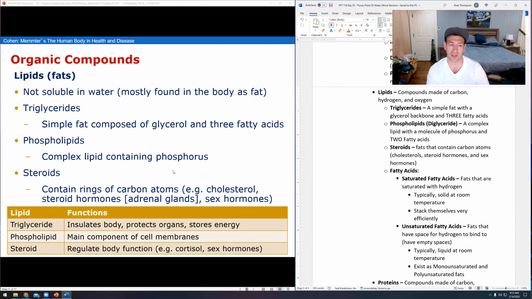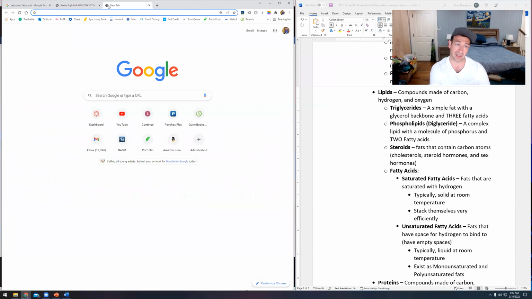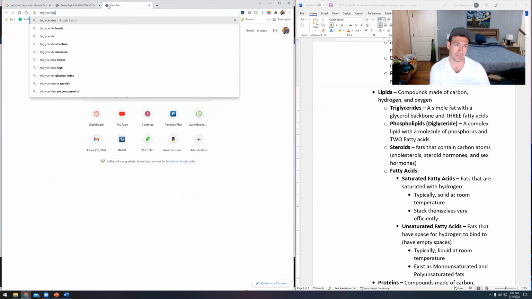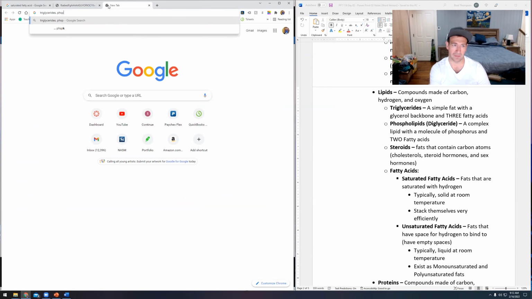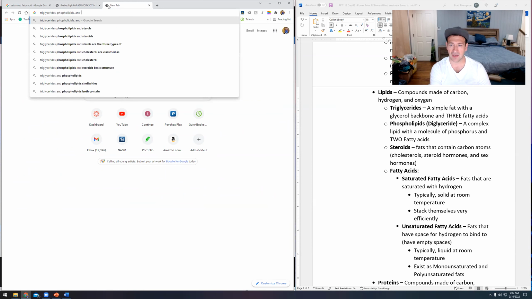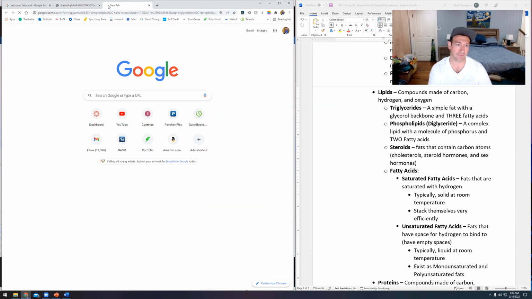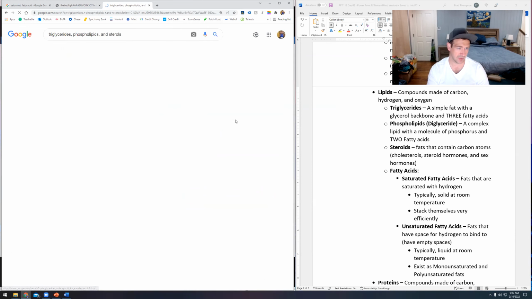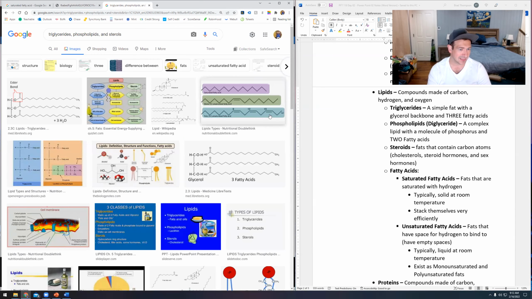But they're going to form themselves in three different shapes, right? We're going to see what are known as triglycerides, phospholipids, and sterols. Let's see if I can find an image with all of these together. Oh, come on, internet. There we go.